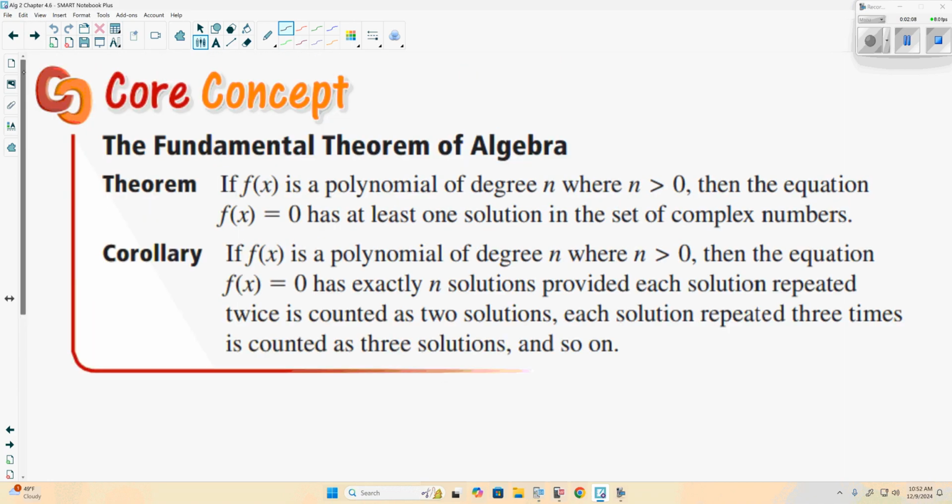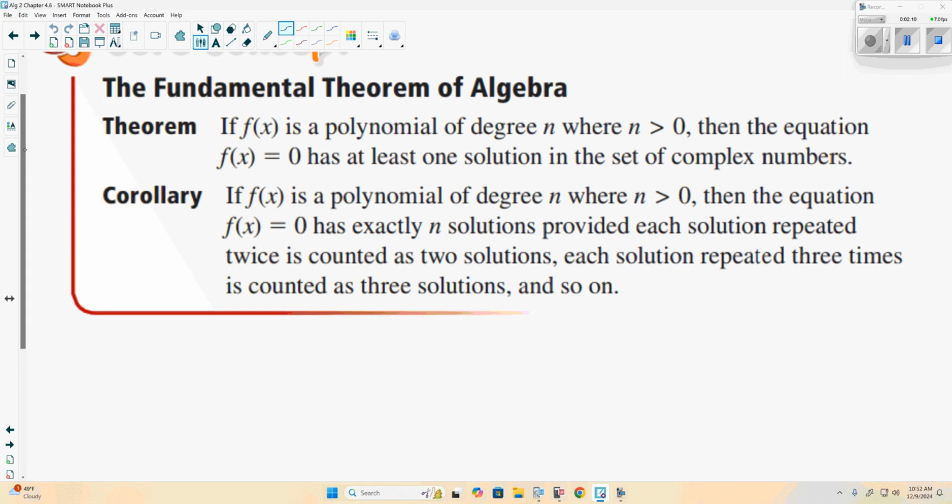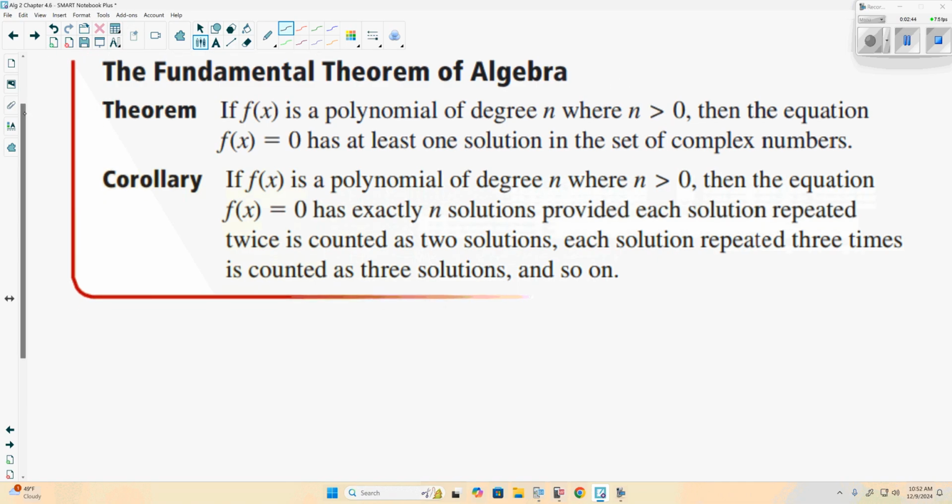And this really leads us into the fundamental theorem of algebra, which the first part states: if f of x is a polynomial function where the degree is greater than 0, so it actually is a polynomial function. Because if the degree was 0, that means we just have f of x equals 6, just a number. We don't have variables. So the degree, we have to have a variable. That's all that first part's saying.